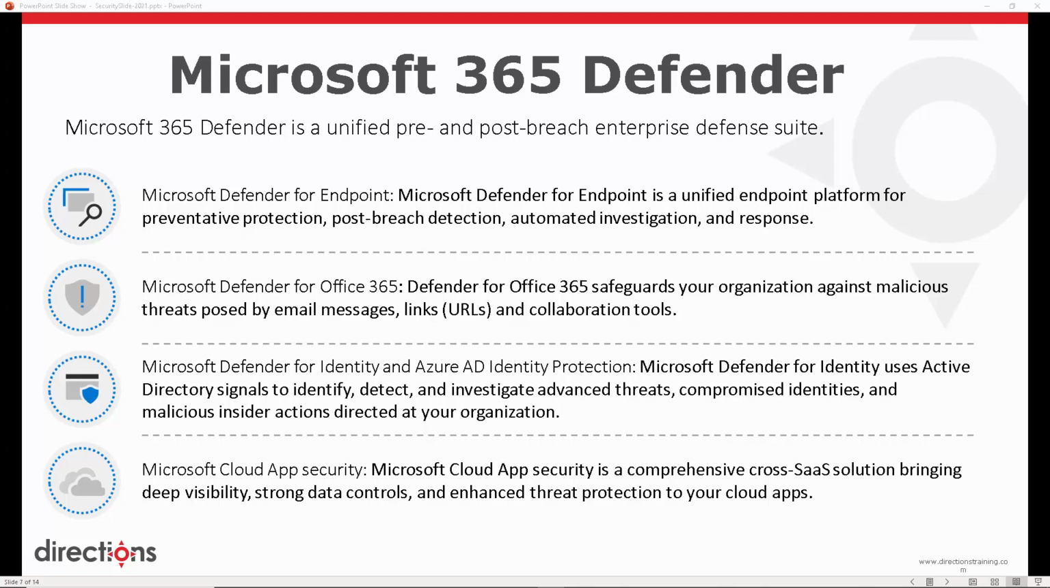Then we have the shadow IT side, as people are using the system and not thinking about how they might share content or use the system. We have Cloud App Security as a back end, which is a comprehensive cross-software-as-a-service solution bringing deep visibility, strong data controls, and enhanced threat protection to the cloud. It has its own set of alerts and anomaly detection based off how people might share data from SharePoint, OneDrive, and Teams, and also through the mail transport with Exchange.